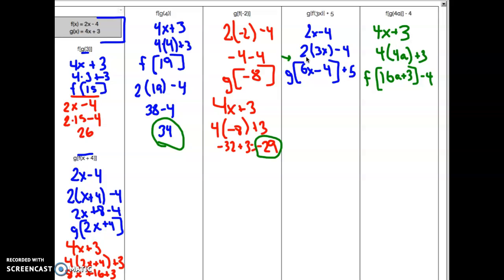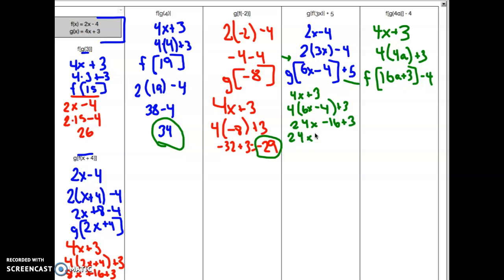Find that point on your paper where I did my f of 3x, which gave me 6x minus 4. Now I'm ready to insert 6x minus 4 into the g function. So my g function is 4x plus 3. So I've got 4 times 6x minus 4 because it wants me to replace the x with 6x minus 4. This is 24x. This is minus 16. This is plus 3. And also don't forget you have a plus 5 over here. So we'll get that in a second.